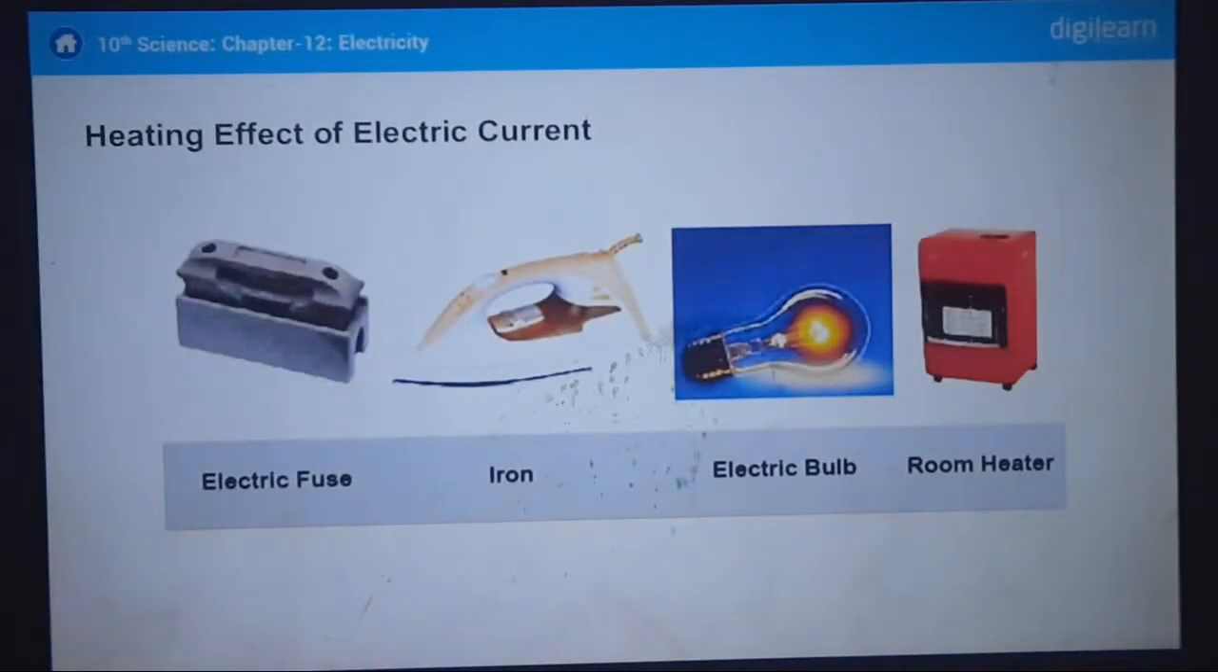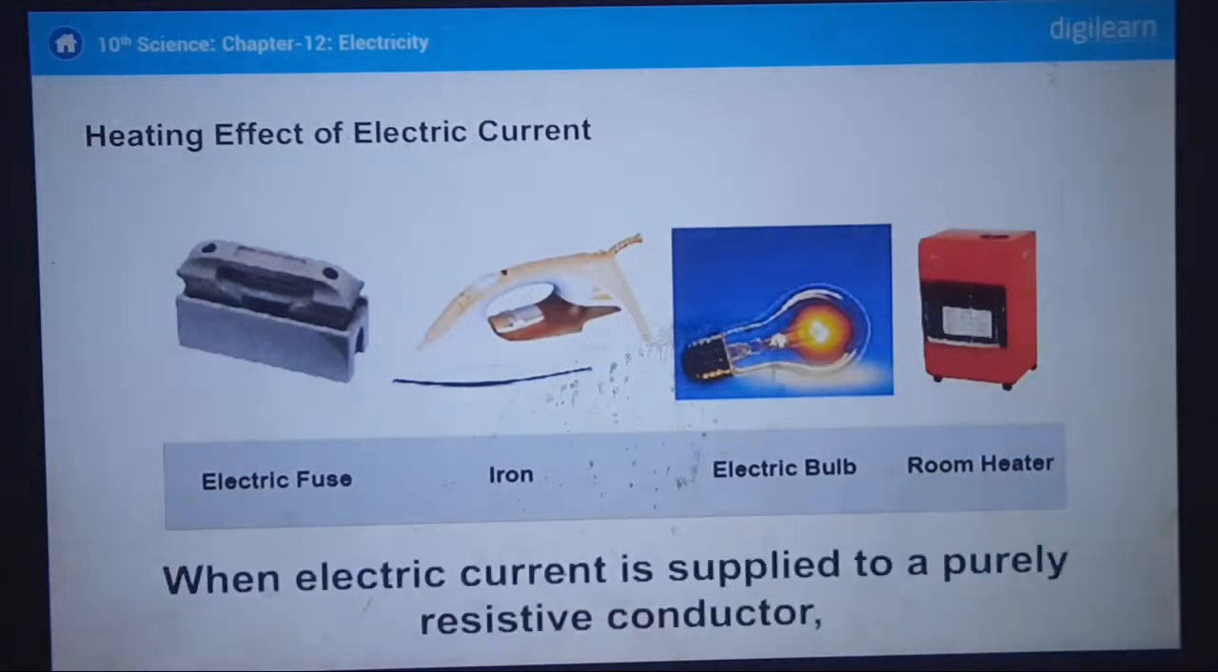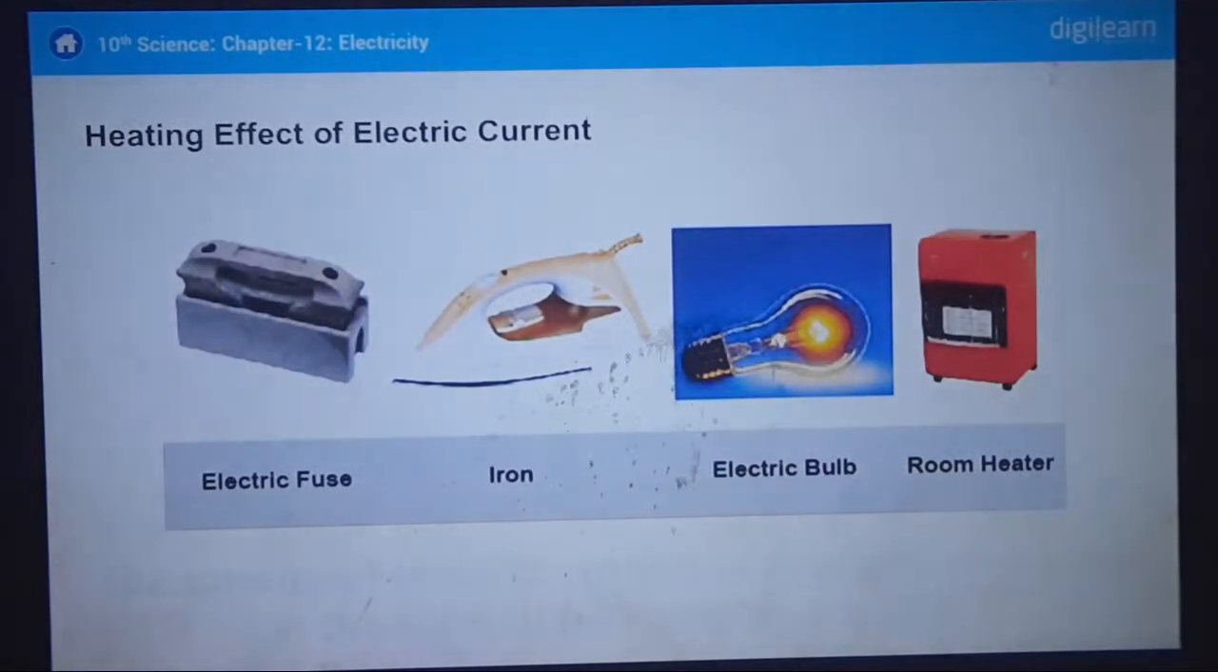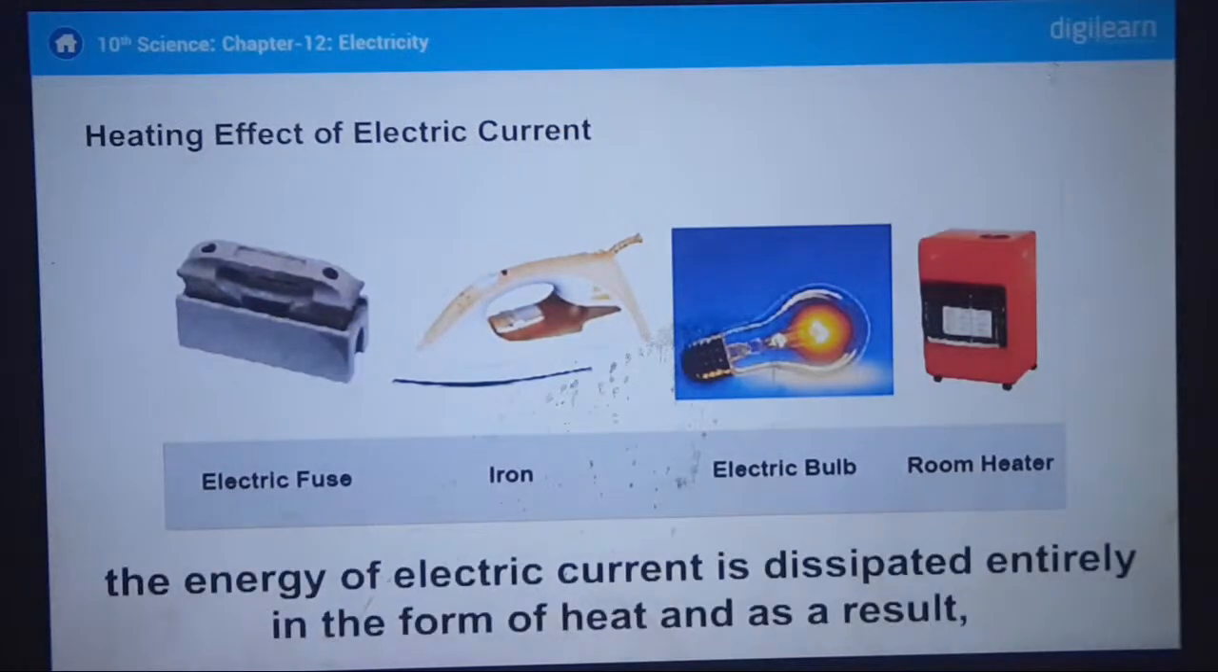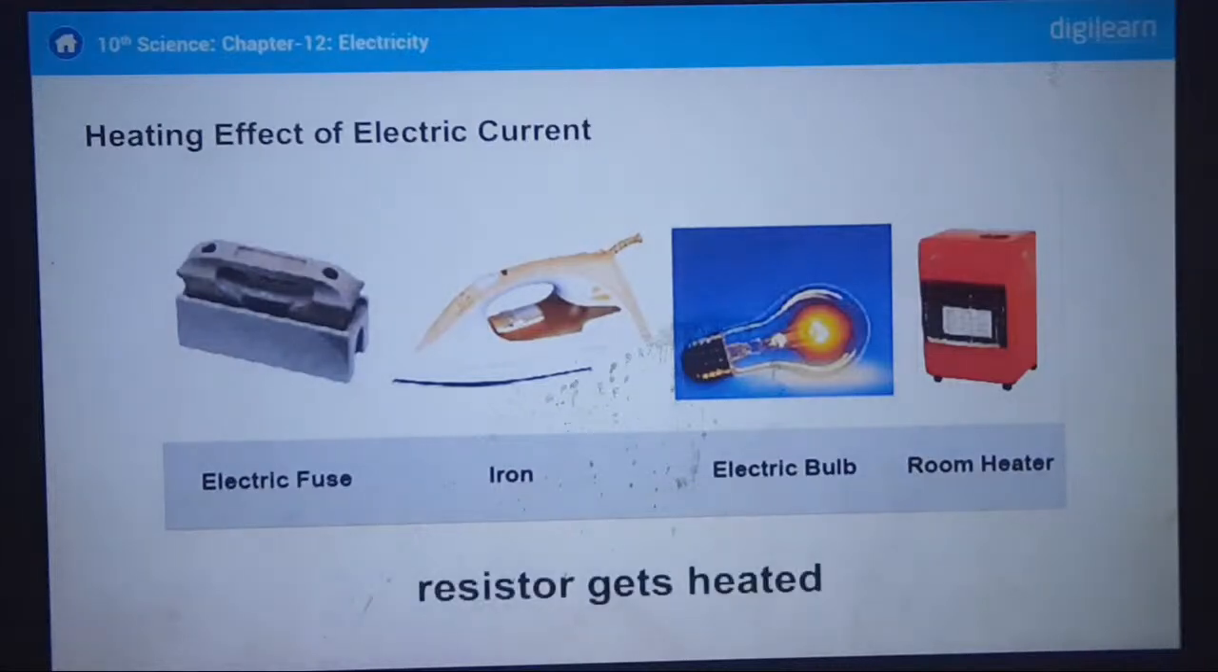Heating effect of electric current. When electric current is supplied to a purely resistive conductor, the energy of electric current is dissipated entirely in the form of heat, and as a result, the resistor gets heated. The heating of a resistor because of dissipation of electric energy is commonly known as the heating effect of electric current.